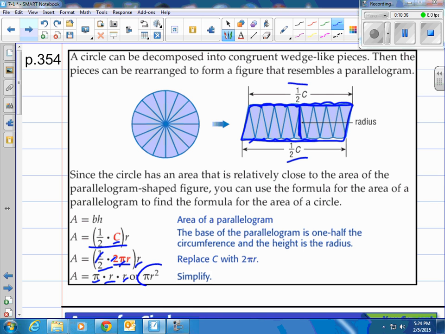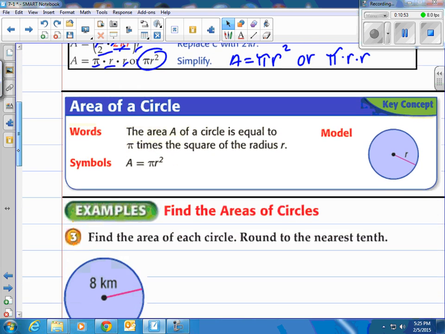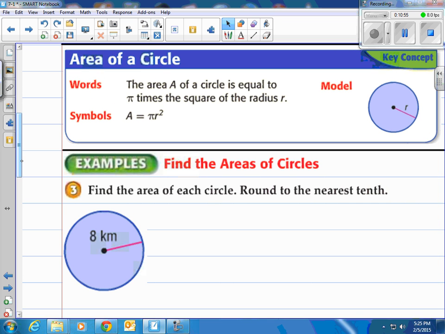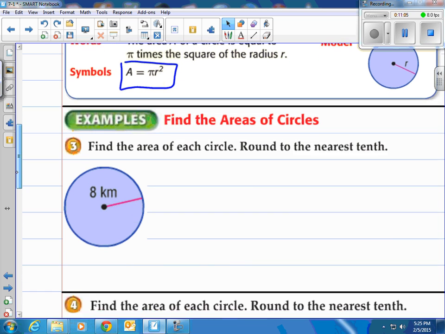The formula is the area of any circle is pi times radius squared. Or some people might say pi times radius times radius. So there you have it. Let's use it. So the area of a circle. Again, this is the one thing I'd have in my notes for sure. And it's pi times radius squared.